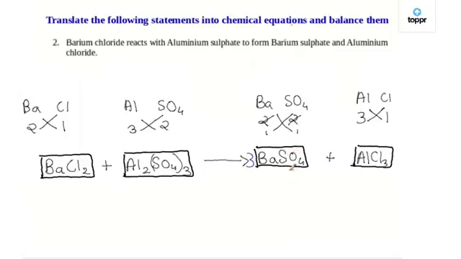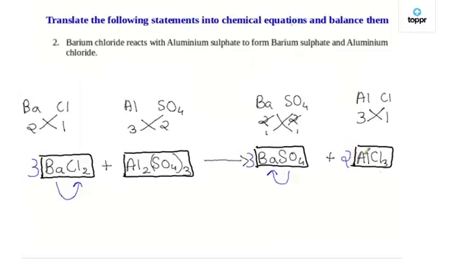But while I was balancing sulfate, I disturbed barium. Barium has also become 3, but on my left hand side barium is only 1. So to make it 3, I have to multiply barium chloride by 3. And when I was balancing barium, chlorine got disturbed. It was 2 initially, but when I multiplied by 3, chlorine has become 6. And on my right hand side, chlorine is only 3. So how to make this 3 chlorine 6? By multiplying the AlCl3 by 2.